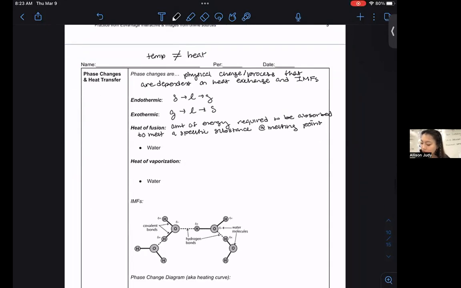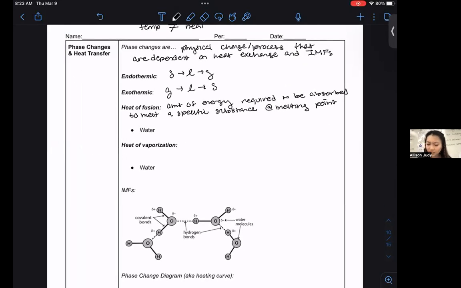One thing you should know is that the heat of fusion for water is equal to 334 joules per gram at 0 degrees Celsius. So we know that water melts at 0 degrees Celsius. How much heat energy do the water molecules have to absorb at that 0 degrees Celsius point? 334 joules for every 1 gram of water is required to begin melting water from solid to liquid.